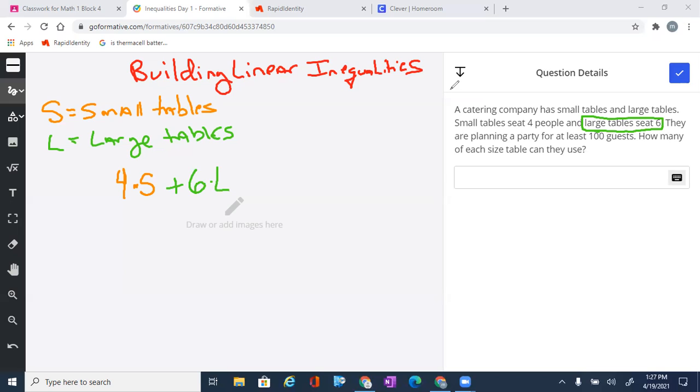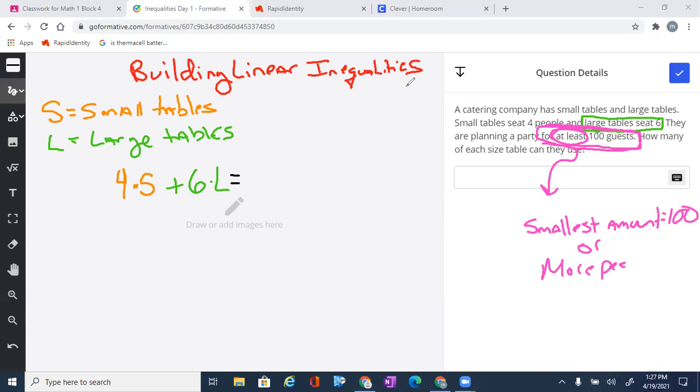Now, this is where the linear inequality comes in, because it gives us some information here. It says they are planning a party for at least 100 guests. Well, this "at least" tells us that the least amount, the smallest amount, is equal to 100 or more people. Okay, so the smallest amount of people can be 100, or we can have more people than that.